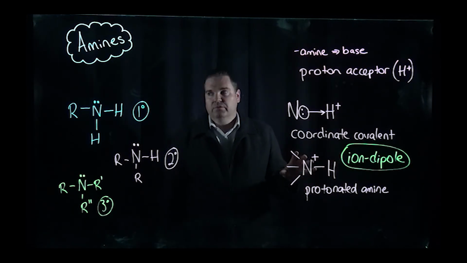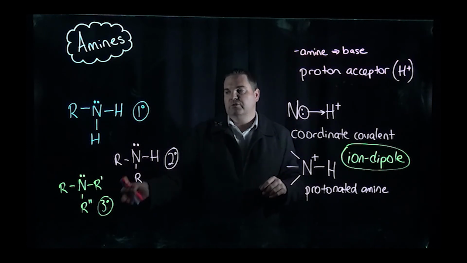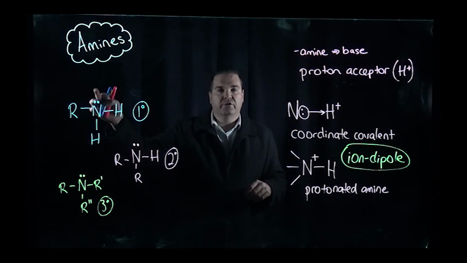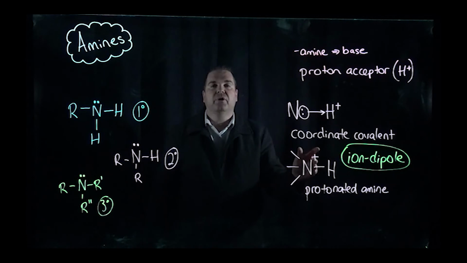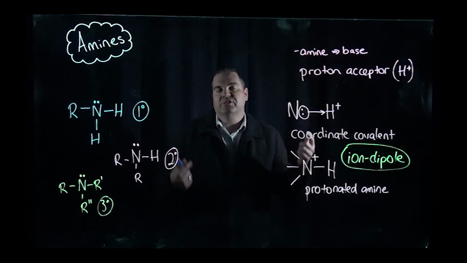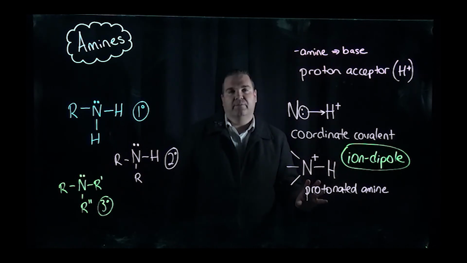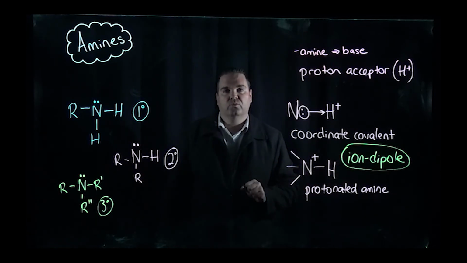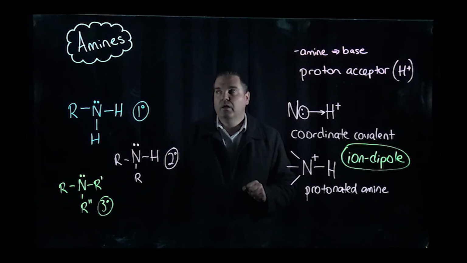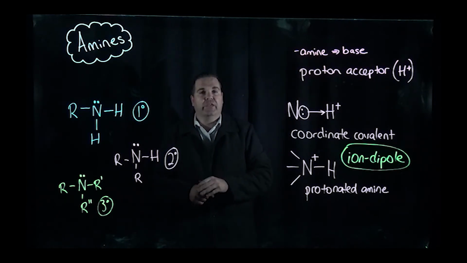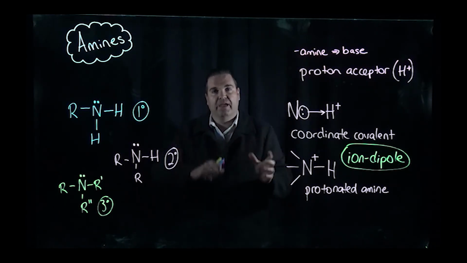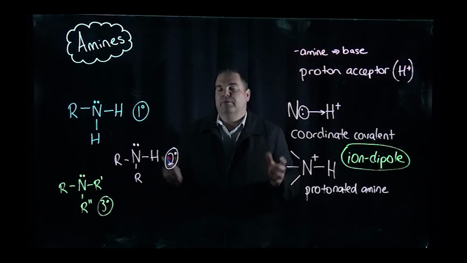So all you've got to do, whether it's primary, secondary, or tertiary, is draw a hydrogen in on the nitrogen like we've done here, and put your positive charge on the nitrogen, because that's where the charge actually resides now. And that protonated amine is able to form those ion dipole interactions with water to make it water soluble. Amines will come up again shortly when we look at amides, and they're used to make amides, and we'll look at them a little bit more there.